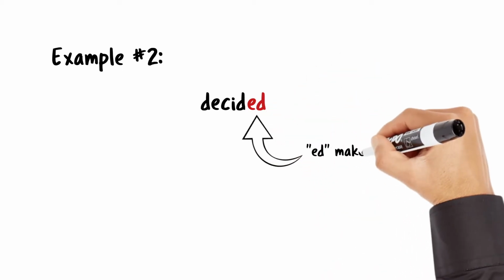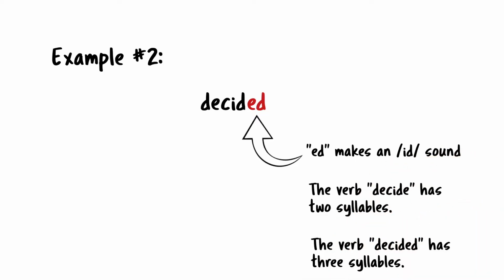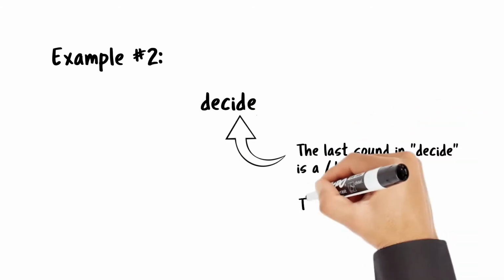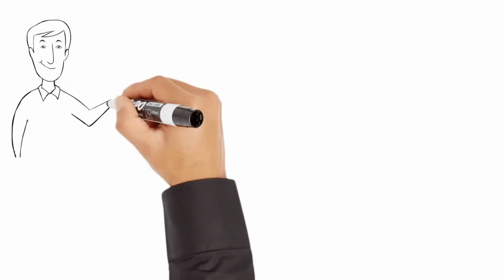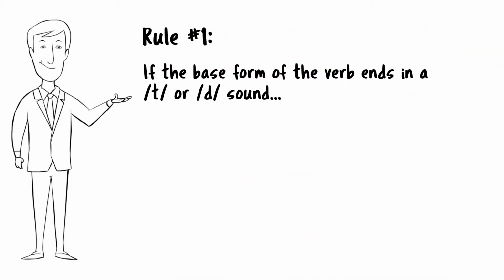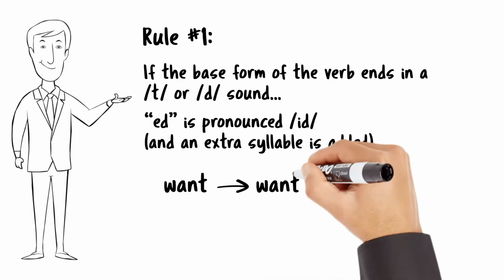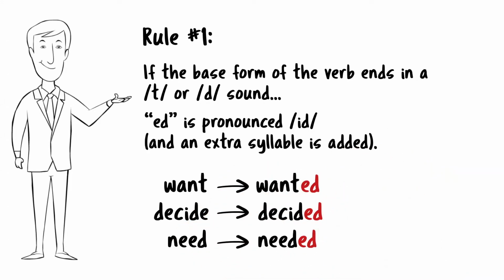The past of decide is decided. Like in the verb wanted, the suffix ed makes an id sound, and it also adds an extra syllable. The final sound of decide is a d sound, even though the last letter of decide is an e, which is silent. We can now make our first rule. If the base form of the verb ends in a t or d sound, then ed is pronounced id. So want becomes wanted, decide becomes decided, and need becomes needed.